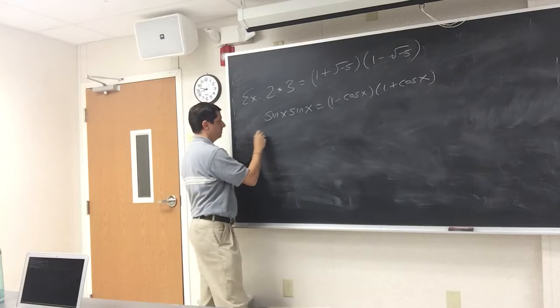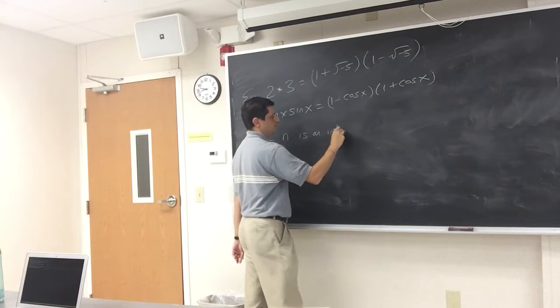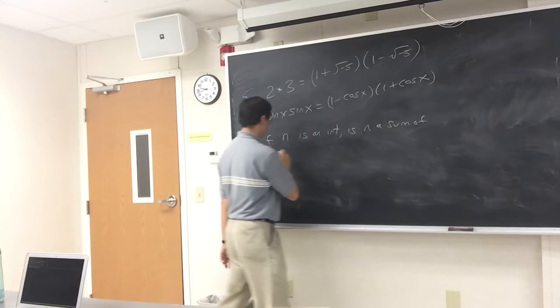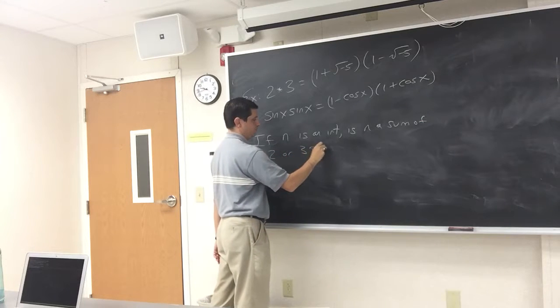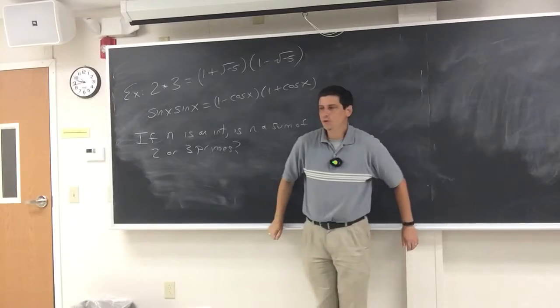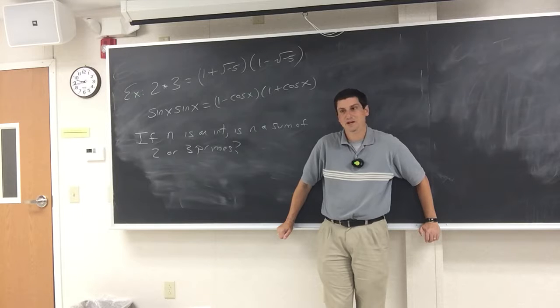Here's the question. If n is an integer, is n a sum of 2 or 3 primes? This was a question Goldbach asked. And so it turns out that if n is an even number, if one of the primes is 2, what is true about the sum? It's odd, unless the other prime is 2, in which case you're talking about the number 4.